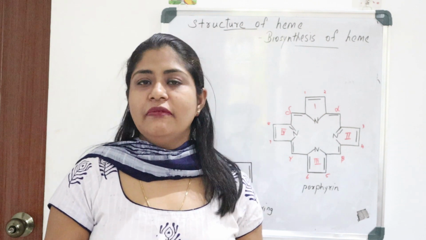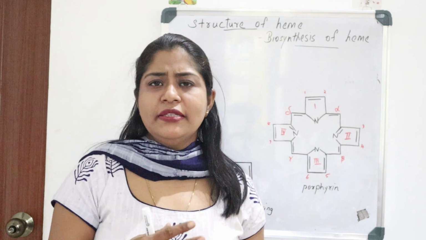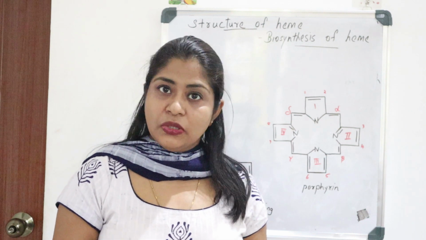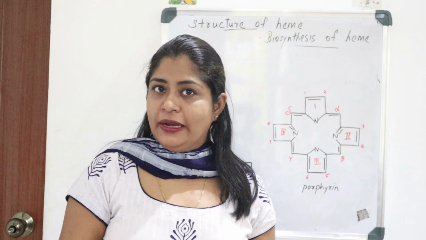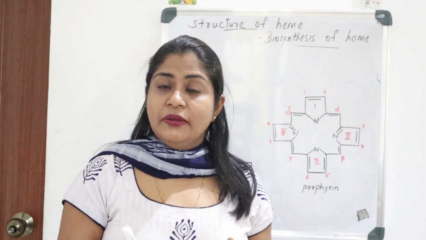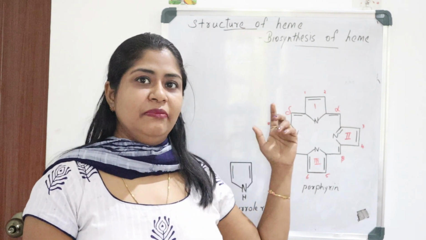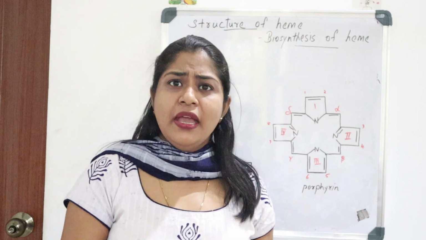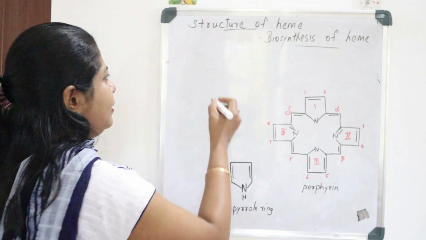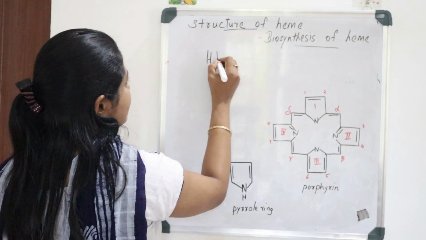One of the most important is hemoglobin, and we can see many other hemoproteins also, for example, myoglobin, cytochrome, tryptophan pyrrolase, an enzyme, and catalase, another one. All these are hemoproteins. Today we are going to discuss the heme related to hemoglobin. Hemoglobin, which we write as HB, is a conjugated protein.